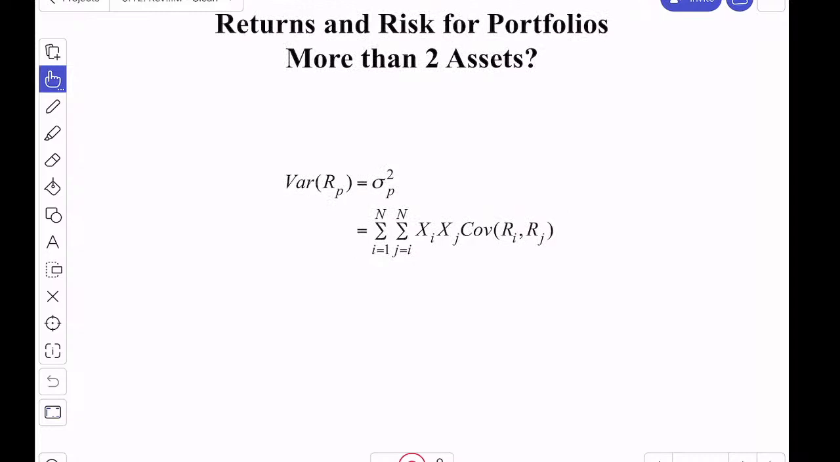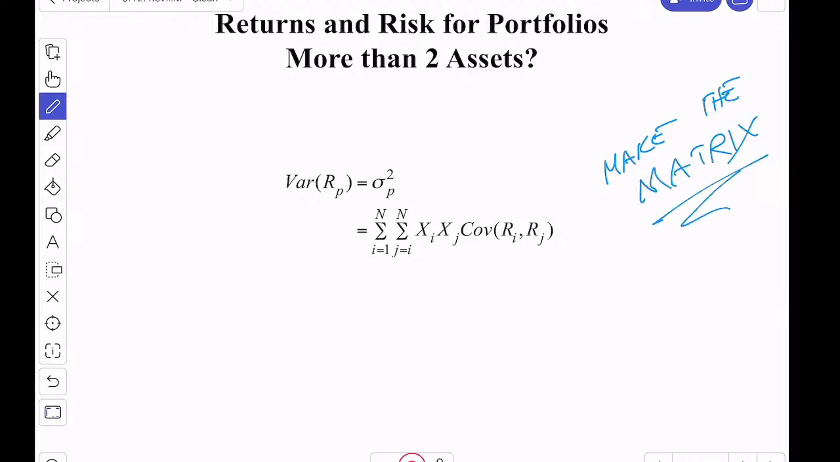Okay, so let's get back to it. So that's all that this means. It means make the matrix. That's what this means. So you can figure out for as many assets as you want.